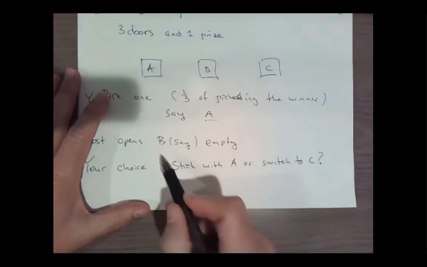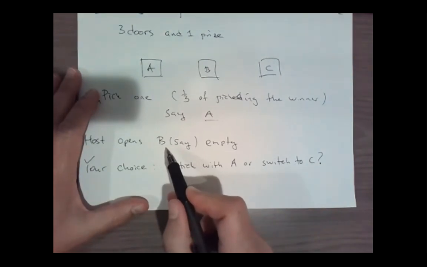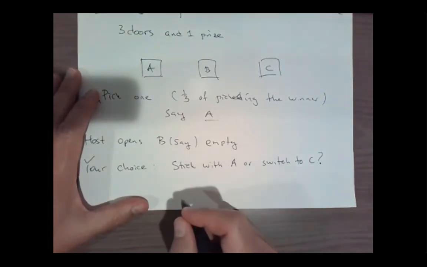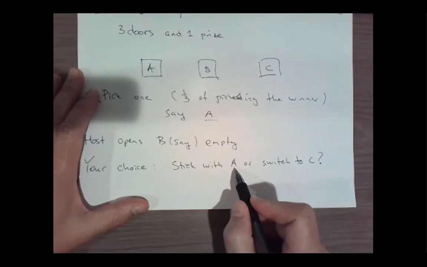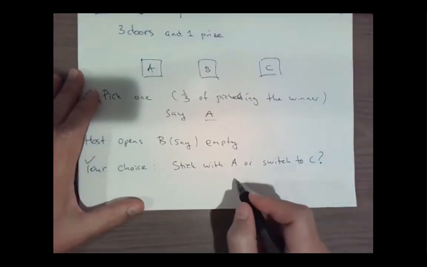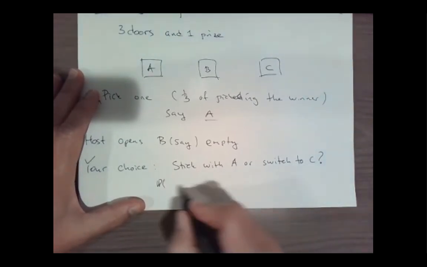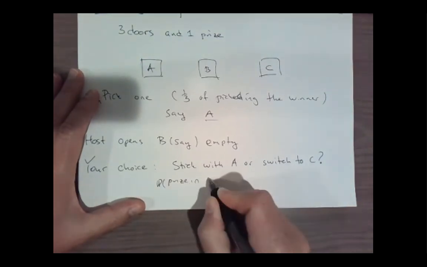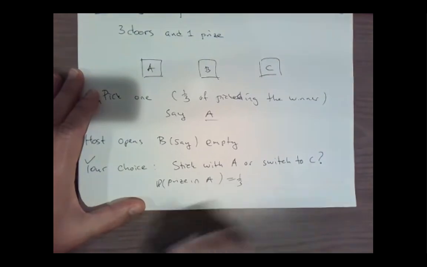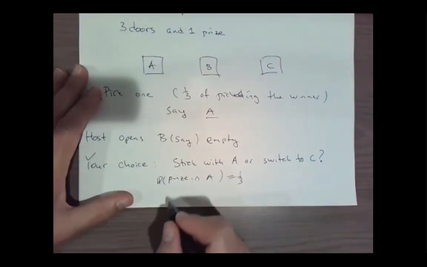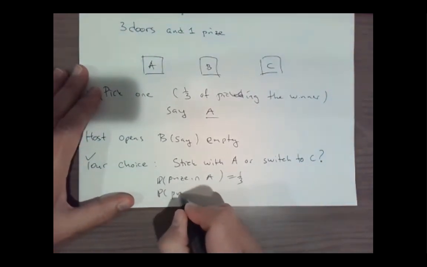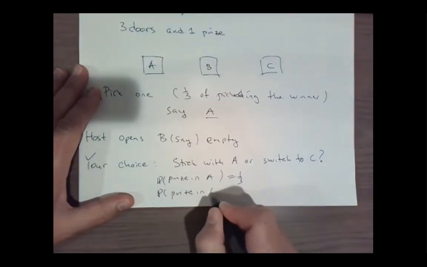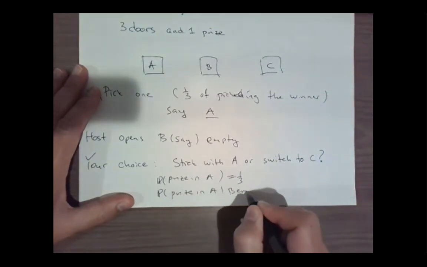The conditional probability that it opened, after you see B is being empty. What do you think the probability is that, so conditional on, what is the probability that the prize in A? Well, the unconditional one was a third. What about the probability of the prize in A given that B is empty?